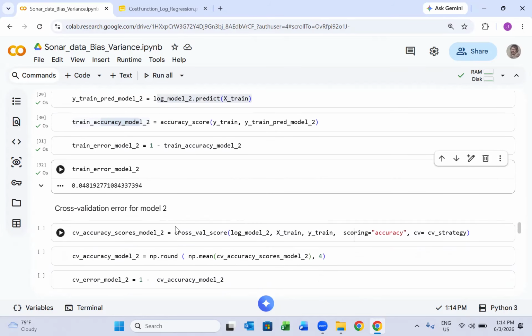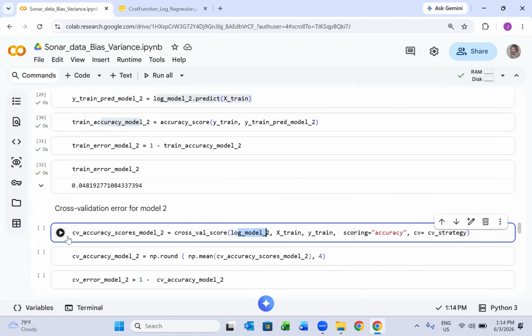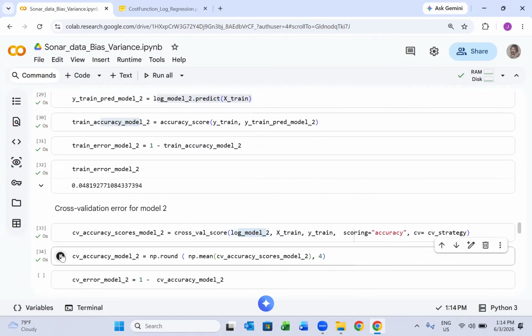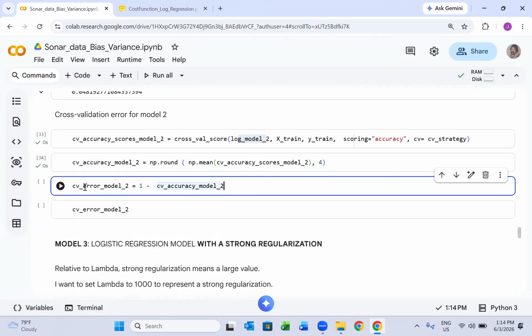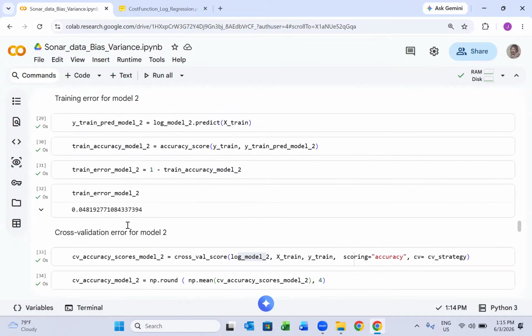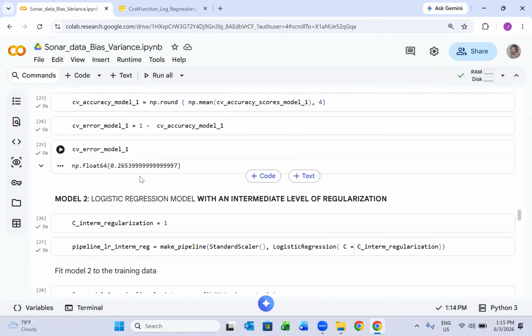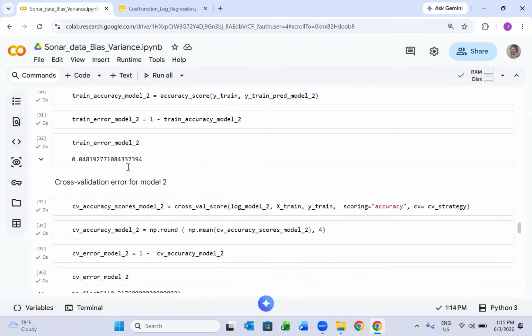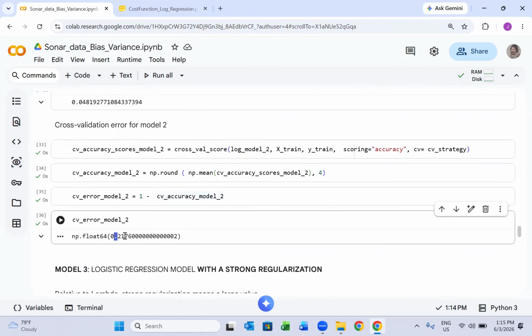We repeat the same steps again, but using model number 2, and we get that the cross-validation error for model number 2 would be 0.217, so a little bit smaller than the cross-validation error for model number 1, right? Model number 1 gave us a cross-validation error of 0.265. Model number 2 is giving us a cross-validation error of 0.217, so smaller, okay? So model number 2 is doing better with cross-validated data than model number 1.